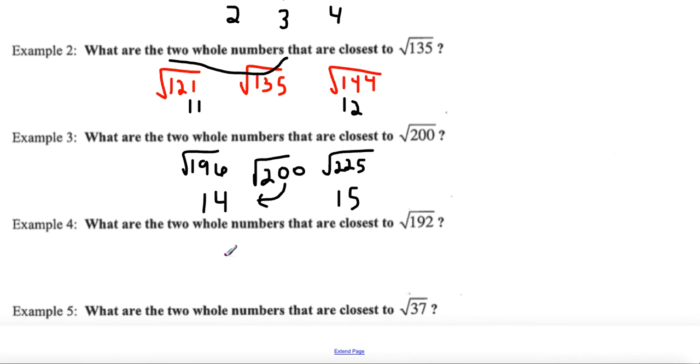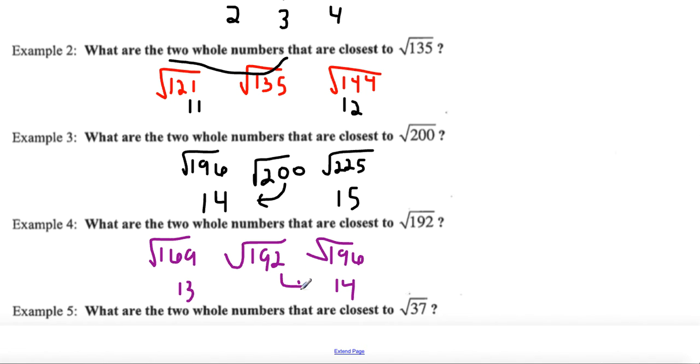So again, 192. I know right above that there's a perfect square of 196, which is the perfect square of 14. And below that, we have the perfect square 169, whose square root is 13. So obviously this one's closer to 14, but it's between 13 and 14.